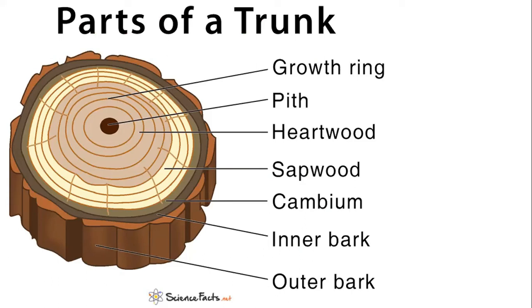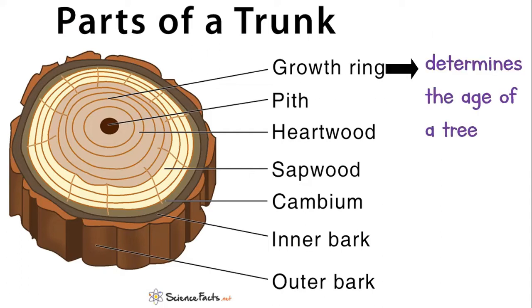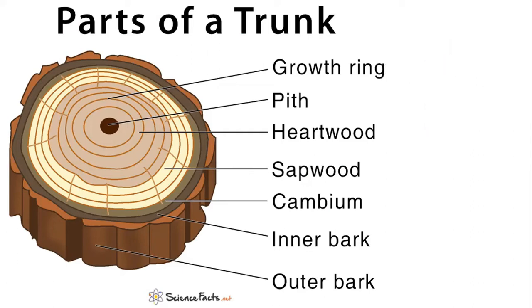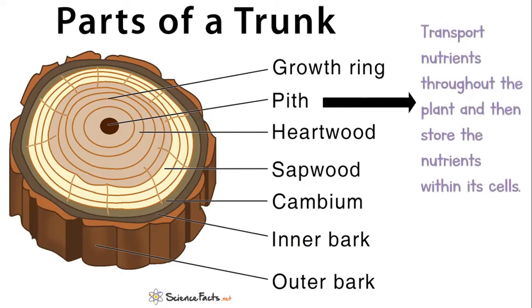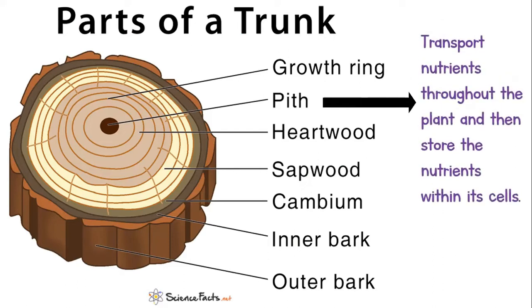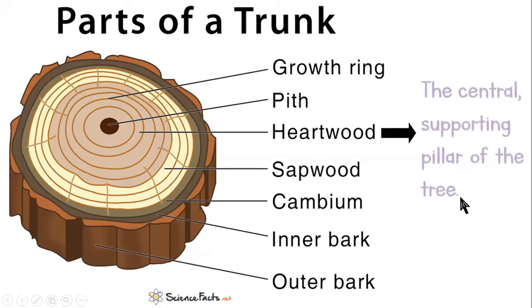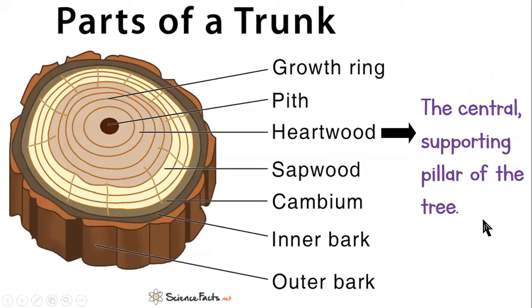Now, here are some parts of a trunk. First, we have the growth ring. The growth ring determines the age of a tree. Next, we have the pith. The pith transports nutrients throughout the plant and then stores the nutrients within its cells. Next is the heartwood. It is the central supporting pillar of the tree.